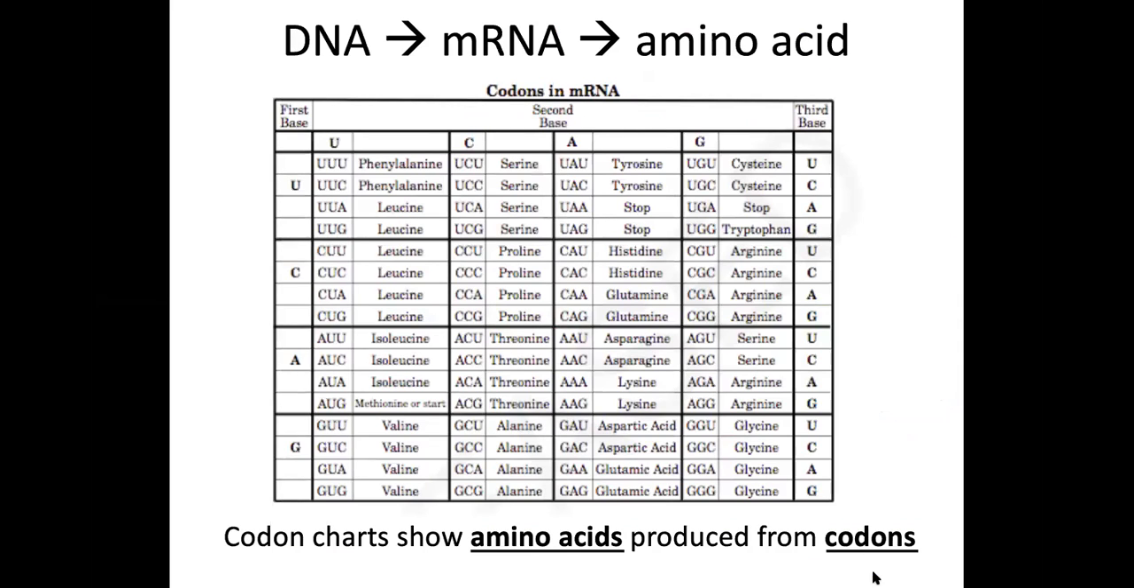So up here you see a picture of a codon chart. Now, the one that you see, this is like a cheat chart. So I don't want you to get too familiar with this one.